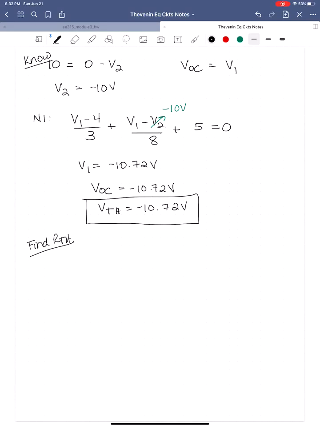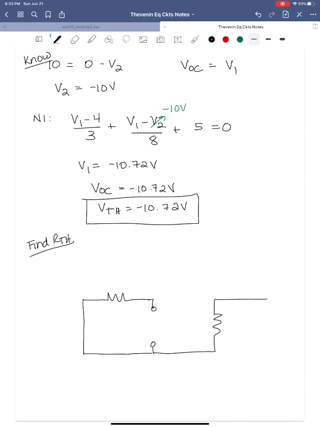So we will have a short circuit where the 4 volt source is. We'll have our 3 ohm resistor. Here's where our load was. We want to hang on to these terminals because this is where we're taking our equivalent resistor measurement at. We're going to have an open circuit where the current source is. Okay, so here's our 2 ohm resistor.